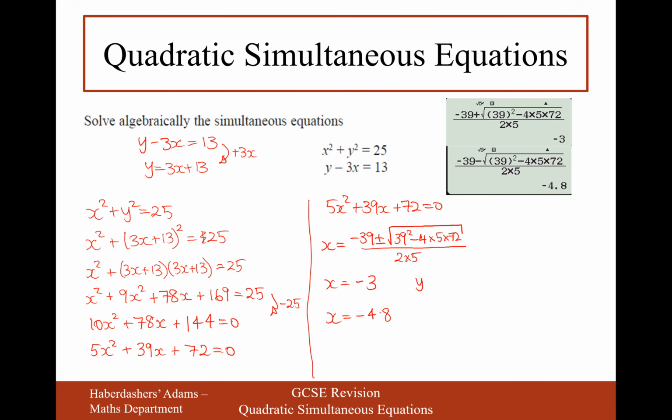Okay, let's now plug both of these back into the y equation. So y equals 3 times minus 3, that's minus 9. Add the 13, you get 4. So that's one pair of solutions. And then minus 4.8, well, 3 times minus 4.8, that's going to be minus 14.4. But then add the 13, you're going to get minus 1.4. So there we are. That's the answer to these two sets of equations then.